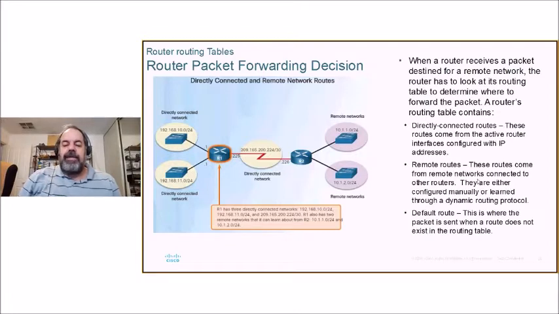And then we have remote routes. These routes come from remote networks connected to other routers. They are either configured manually, so static routes, or they're learned through a dynamic routing protocol, so RIP or OSPF or whatever it might be. You can also type in a default route, and that's much the same as what the host uses, but the router can use it as well. And if your router hooks into an ISP, you don't need to exchange routes with an ISP. You can just put a default route in there saying, the rest of the world is via my ISP, and so away you roll. So that's for all routes you don't know.